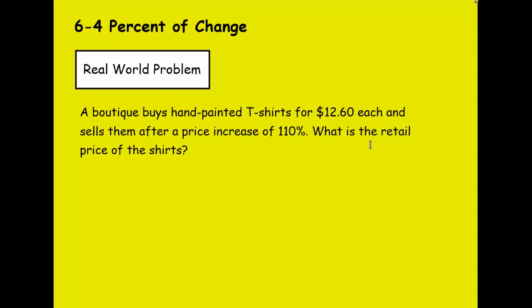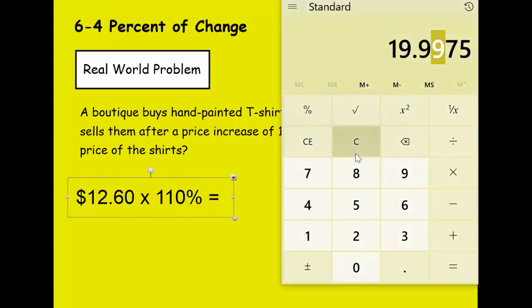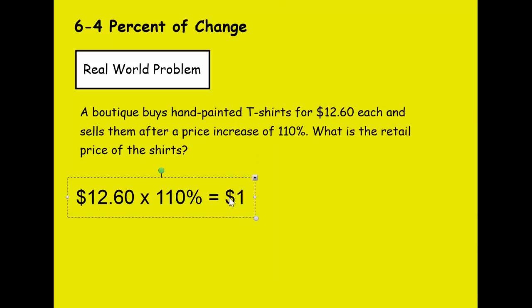So the retail price is what we have to pay after the price goes up. So it's going to go up 110%. That's quite a ways to go up. So we need to find 110% of $12.60. And to do that, we would take $12.60 times 110%. And let's see what that equals. So here we have $12.60 times, now 110% is 1.10 in the decimal. So 110% of $12.60 is $13.86.